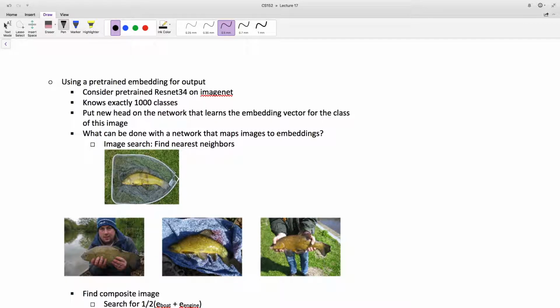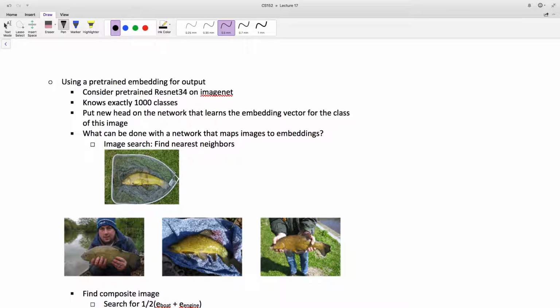We had left off on Wednesday talking about embeddings, and we looked at using embeddings for input into networks. Embeddings can also be used for output. So let me show an example. Let's say we've got ImageNet, where we have X as an image and Y as a label. We feed that into ResNet34 out to a softmax predicting 1 of 1,000 labels. Very standard.